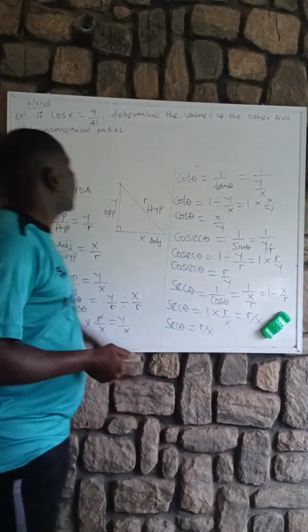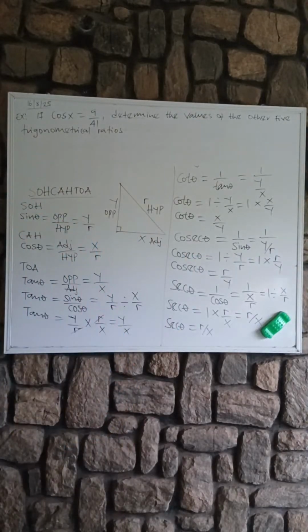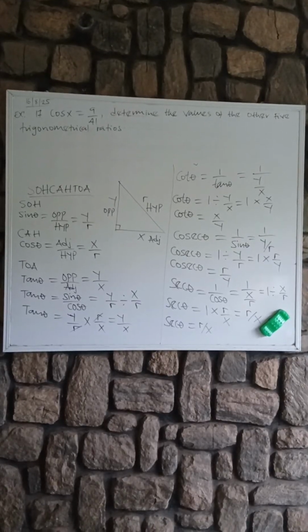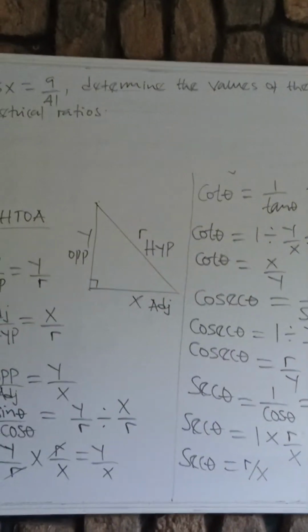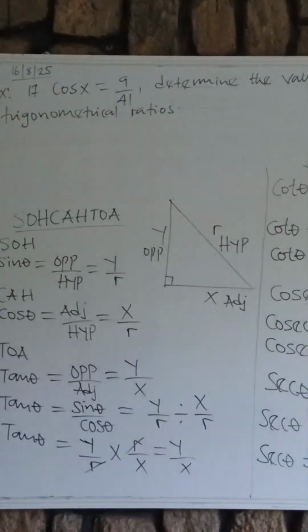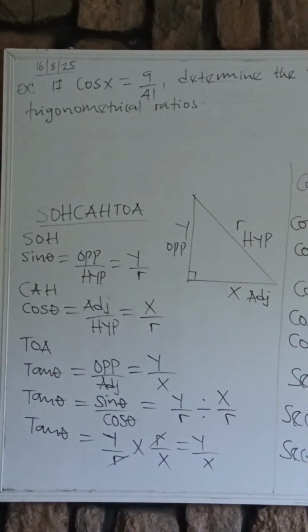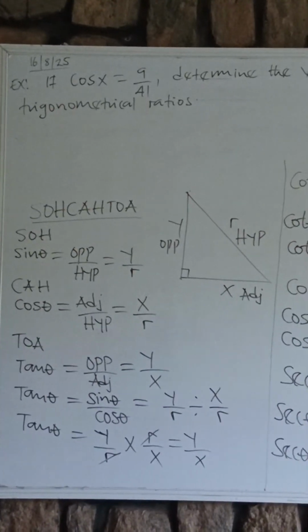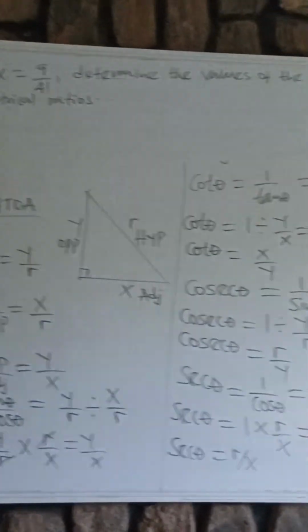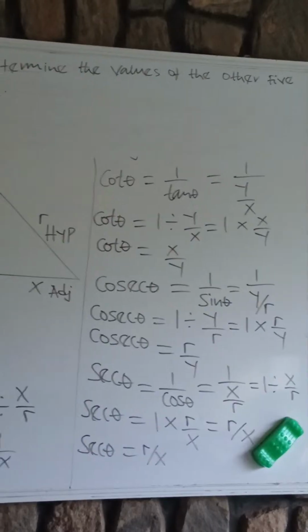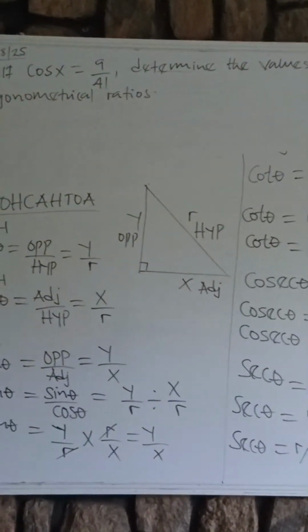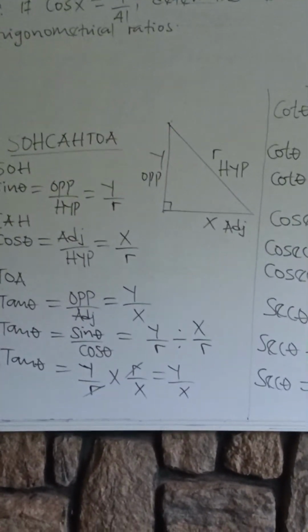So let's look at this question first. Let's consider this example. If cos x equals 9/41, determine the values of the other 5 trigonometrical ratios. So let's proceed to consider this.